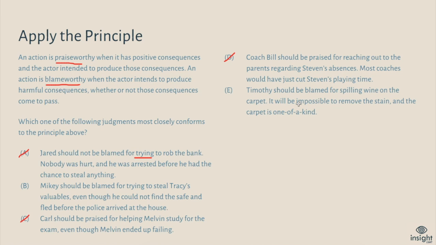E. Timothy should be blamed for spilling wine on the carpet. It will be impossible to remove the stain, and the carpet is one of a kind. Well, we need to know about someone's intentions to know whether we blame them, and this doesn't refer to his intentions. It doesn't say if it's an accident or if he just turned his hand over and poured wine all over the place. So just because it's impossible to remove the stain and the carpet is one of a kind, those aren't the kinds of things we're worried about when figuring out blameworthiness according to this principle. So that one's out too. B is your answer. It most closely conforms to the principle above.